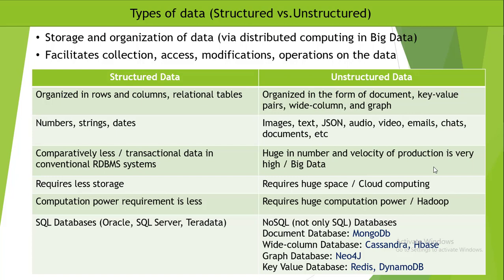Structured data uses SQL databases, and for unstructured data, there are different types of data, and so there are different places in which they can be organized and stored. They are called NoSQL databases. Sometimes it is called not only SQL, and there are different databases like document databases where the data are stored in the form of a document, and MongoDB is one of them. Wide column databases, Cassandra and HBase are the databases. Neo4j is one of the databases which helps store the data in the form of a graph. Redis and DynamoDB are the databases which help store the data in key value pairs.